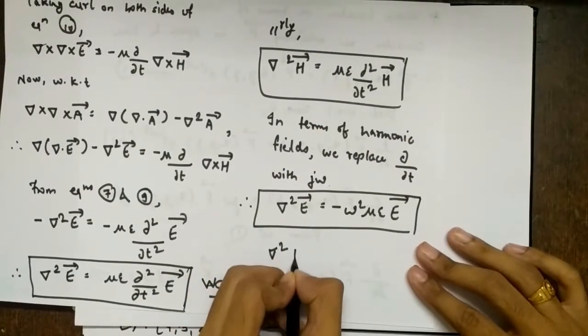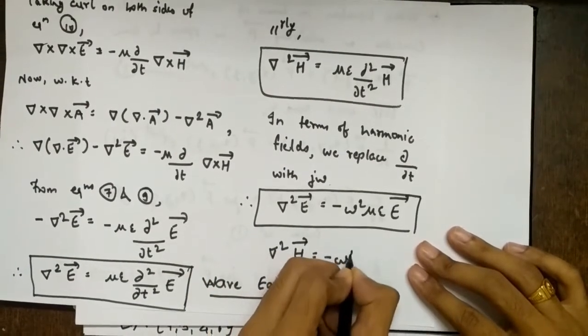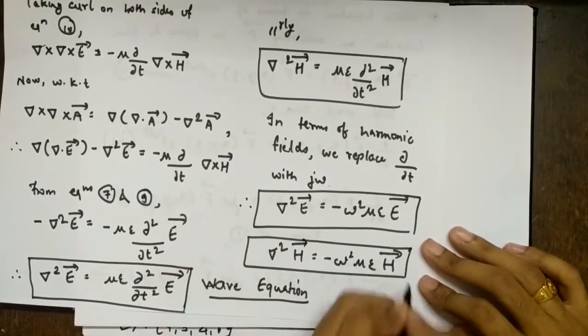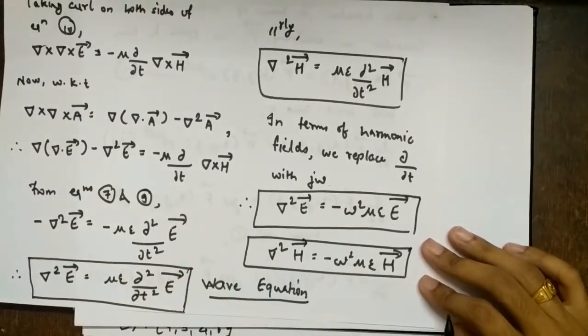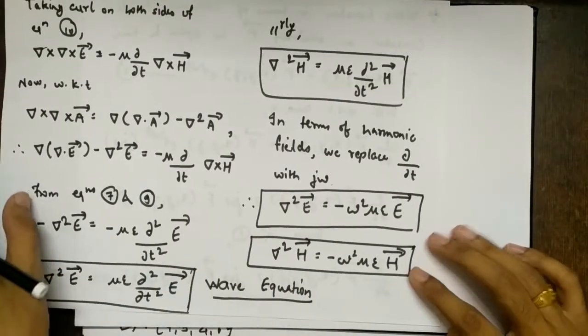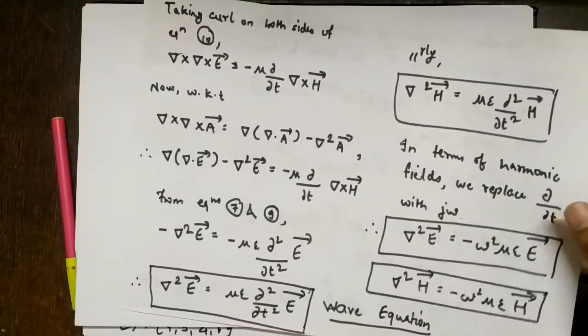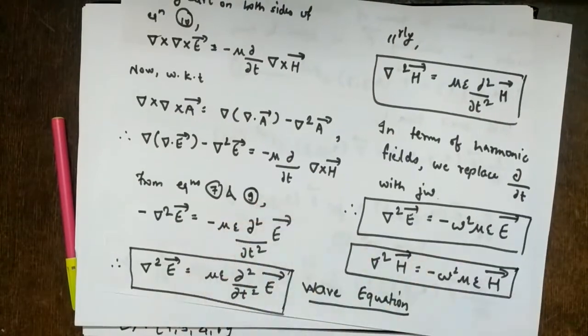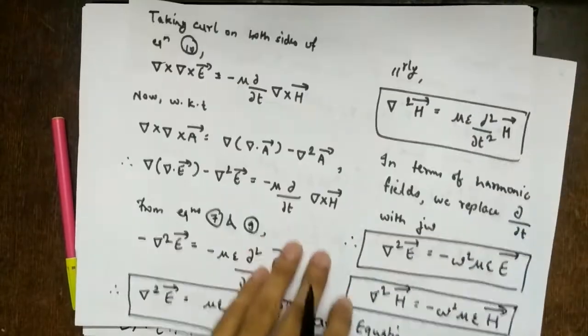Similarly, for h vector, you will have del square h vector equals minus omega square mu epsilon h vector. So this is my wave equation in terms of harmonic fields. Very simple derivation again. If you know Maxwell's equations, the rest you just have to do mathematics. So don't be afraid of these equations. Again, this is a very important question. Next question, after this topic, is why it is called the wave equation. So let's see why it is called the wave equation.